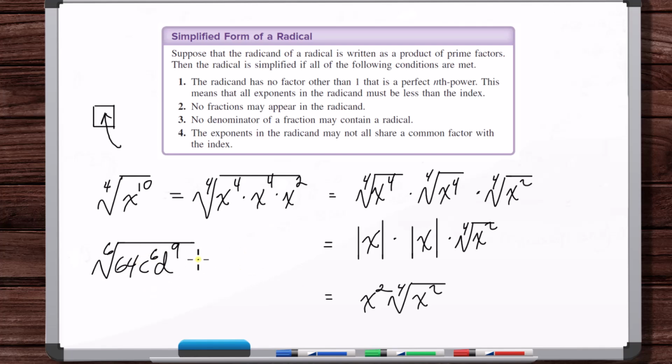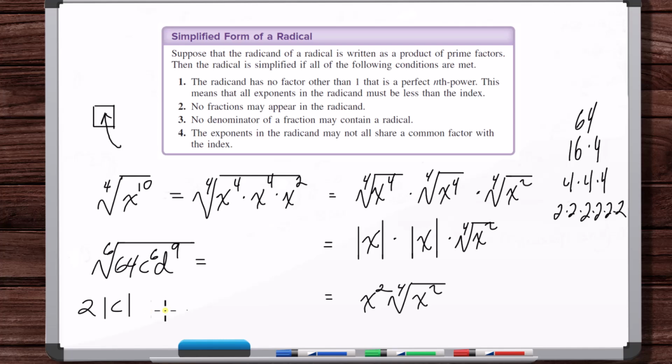So this would be, let's see, 64 is 16 times 4, which is 4 times 4 times 4, 2 times 2 times 2 times 2 times 2 times 2. So 2 to the 6th is 64, so we have a 2 absolute value of C, and then this is D to the 6th times D cubed. So we just have a D.